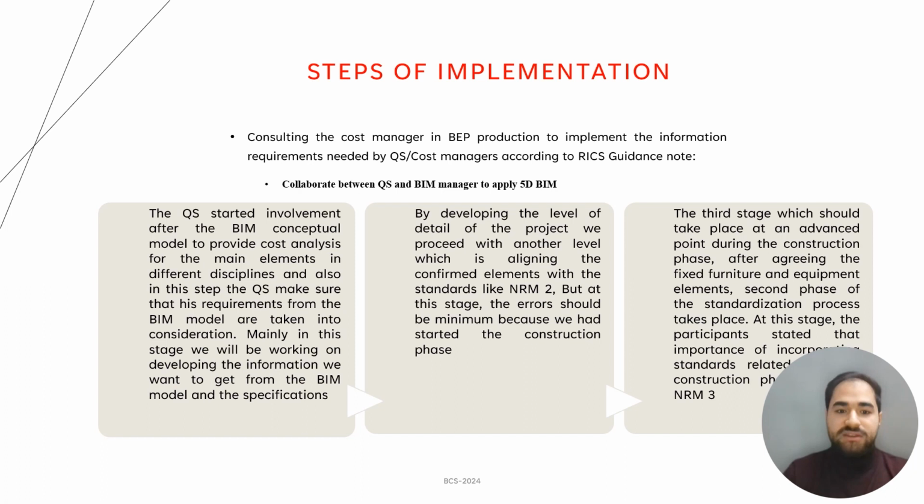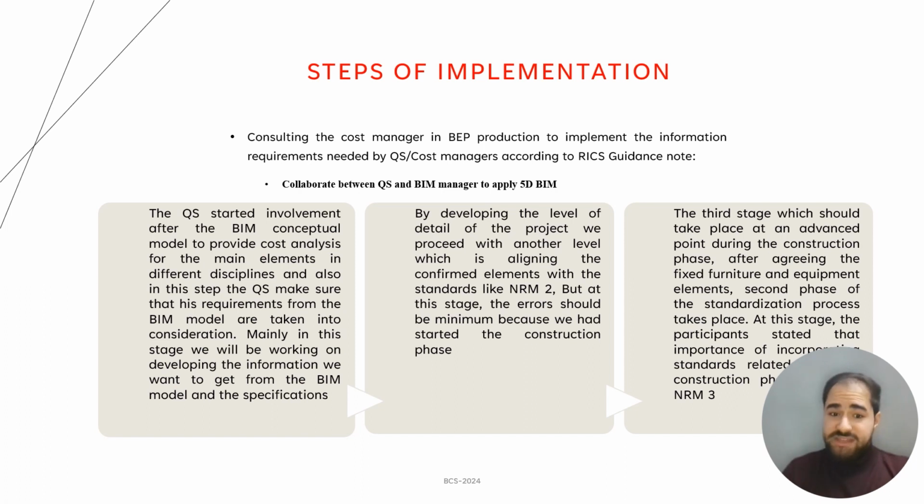After that, you have finished the first phase. The second phase is the level of detail. By increasing the level of detail according to the BIM Forum, and if we are working in the RIBA plan of work, for example, at 60%, the level of detail should be developed. By developing the level of detail of the project, we proceed to another level, which is aligning the confirmed elements and the information requirement with the standards, like NRM2, for example.